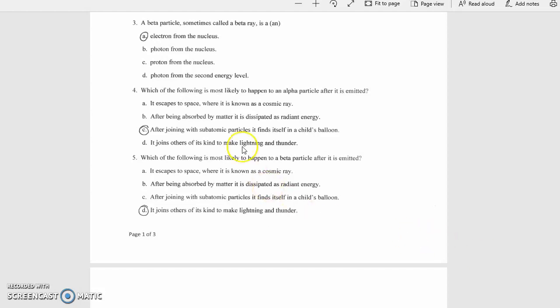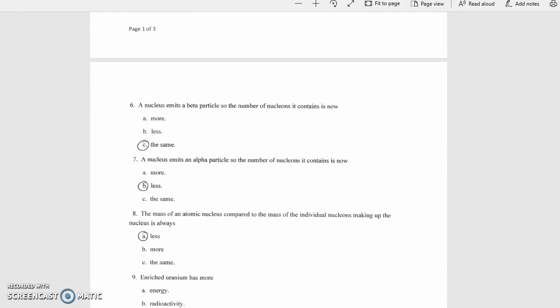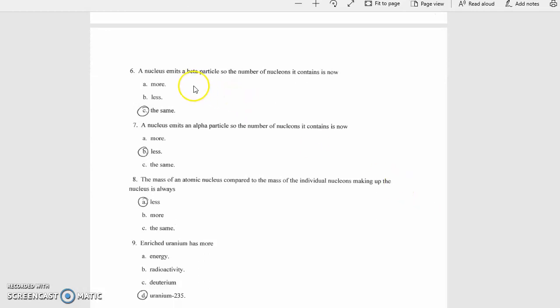After joining with subatomic particles, it finds itself in a child's balloon. It's an alpha particle, right? That's the helium one. Most like beta particle, that's an electron. It joins of its kind in making the thunder and lightning. Yes. Electrical discharges. Nucleus emits a beta particle, so the number of nucleons it contains is now the same. Okay. This is not a nucleus emits an alpha particle, so the nucleons it contains now are less.